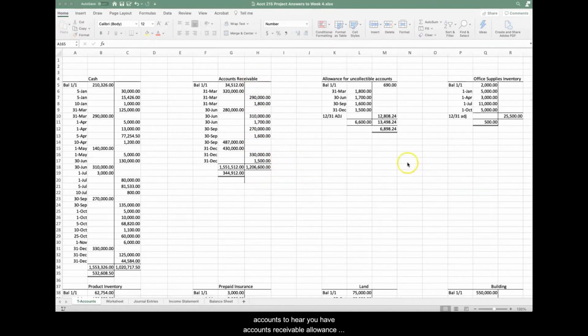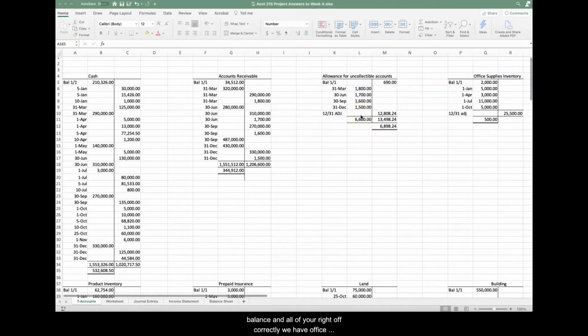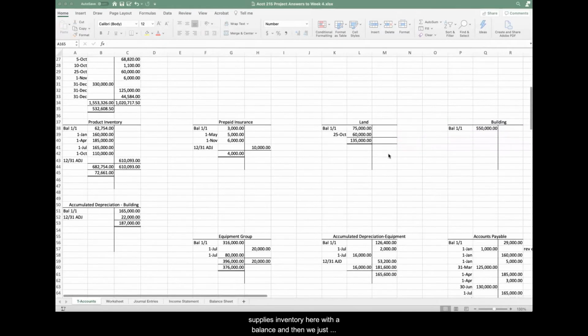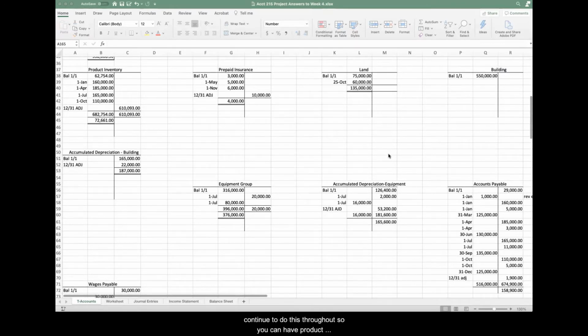So here you have accounts receivable, allowance. Remember that allowance for uncollectible accounts is a contra asset account, so that has a credit balance. And so make sure that you are recording the beginning balance and all of your write-offs correctly. We have office supplies inventory here with the balance, and then we just continue to do this throughout. So then you're going to have product inventory, which is also a debit balance. Prepaid insurance, which is an asset, is a debit balance.